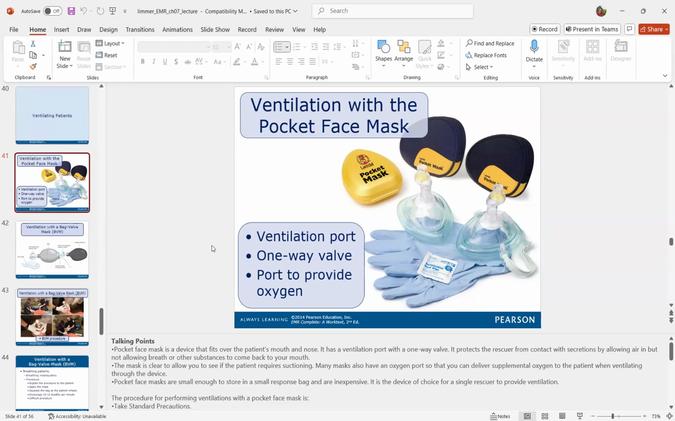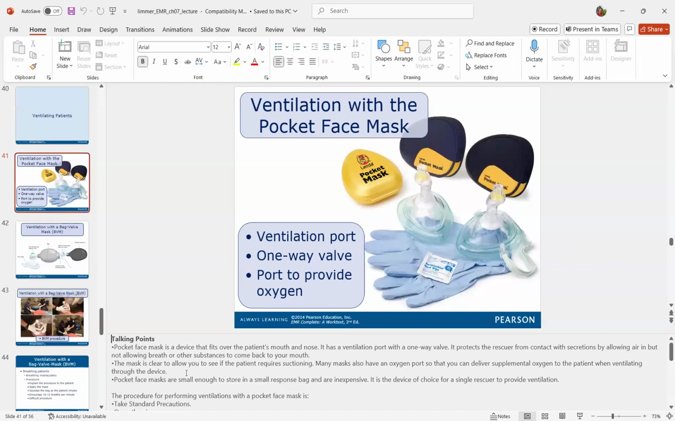Many of the masks have an oxygen port as well. You can kind of see it. There's an oxygen port right in here where my little mouse is. That's where we could attach some supply tubing if we needed to for oxygen. Pocket face masks are small enough to store in small response bags, and they're inexpensive. So a lot of times people will carry these style masks. It's usually the device of choice for a single rescuer providing ventilations.